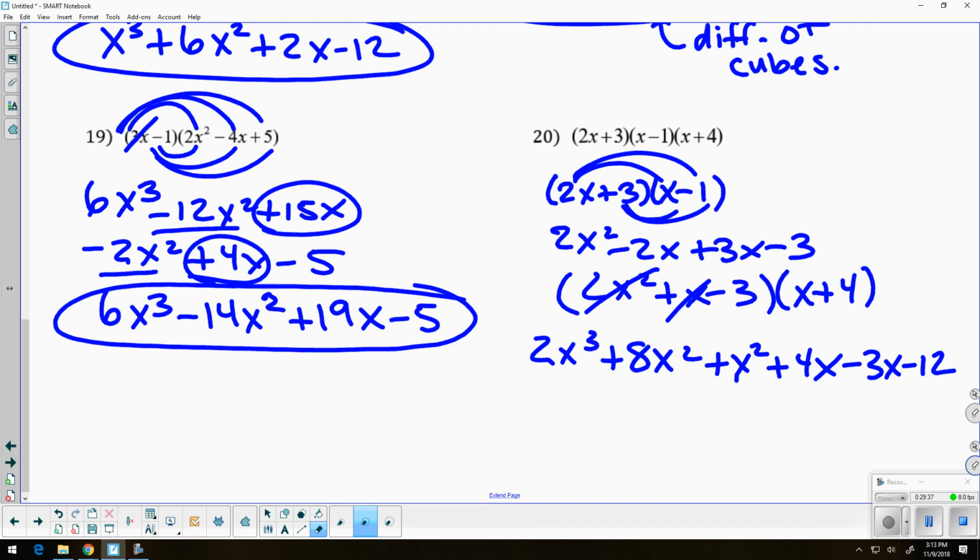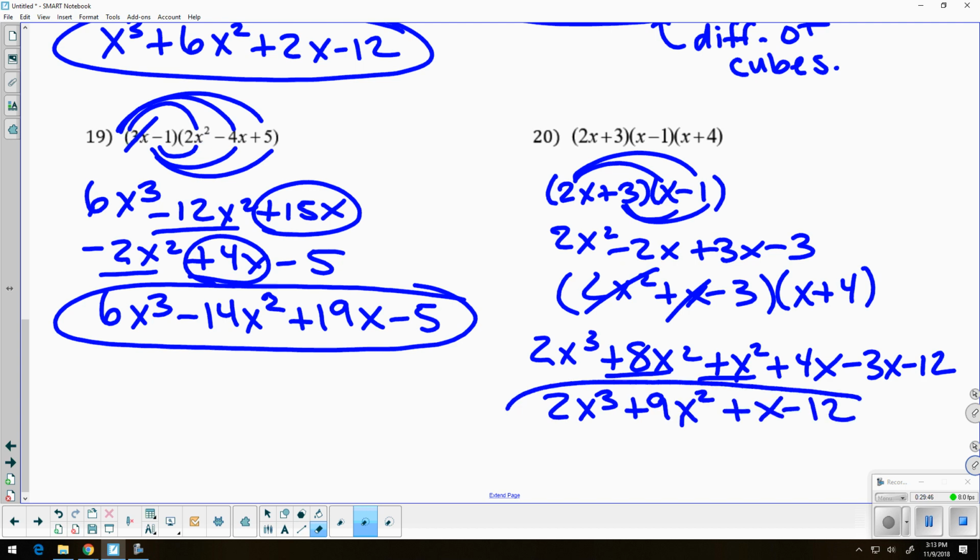One last time, clean it up. You've got the 2x cubed. The x squareds would be 9x squared, plus 1x, minus 12. And there you go. Okay?